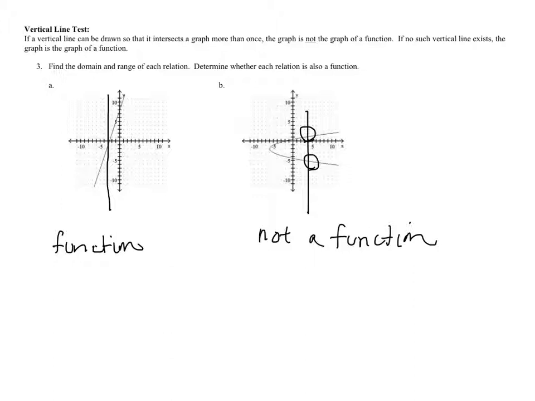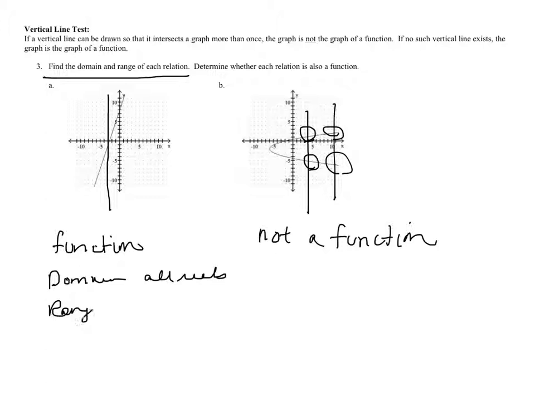So I love the vertical line test. If it hits the graph a couple of times in one space like this, you can see stacking is going on. Stacking is bad. Okay, great. Now, what else do we have to determine in this problem? The domain and the range. Well, for lines, the domain here is all reals. And the range here is also all reals.